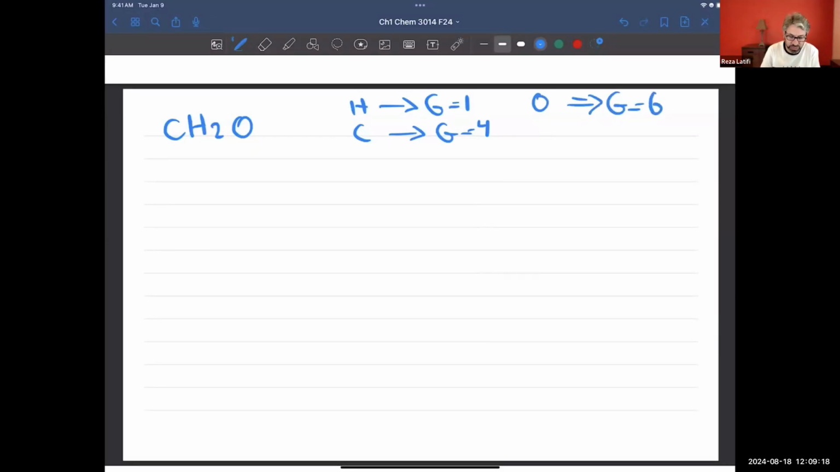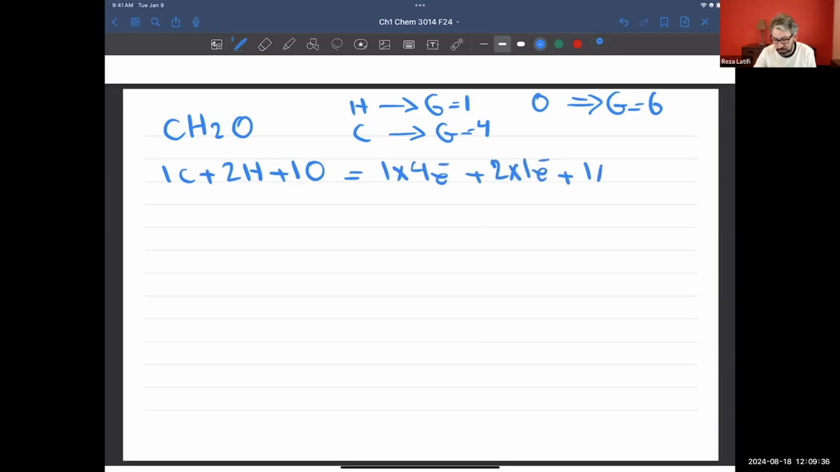Okay. So what you will say is, I see 1 carbon, I see 2 hydrogens, and 1 oxygen. Of course, there is no charge, so no need to write the charge. And then say 1 multiplied by 4 electrons for carbon, plus 2 multiplied by 1 electron for hydrogen, and 1 multiplied by 6 electrons for oxygen. That's going to give you 12 electrons. Okay. Never ever put hydrogen as a central atom. You don't have an option.